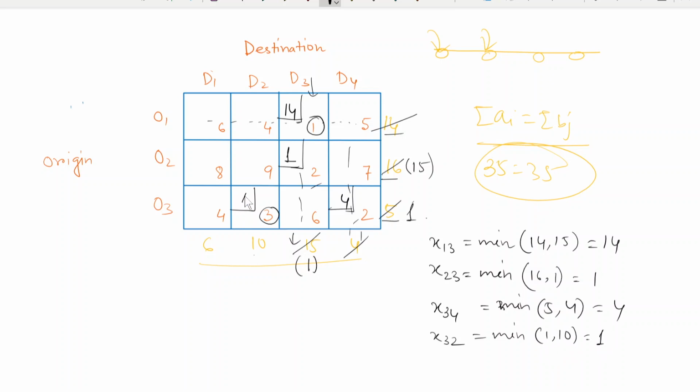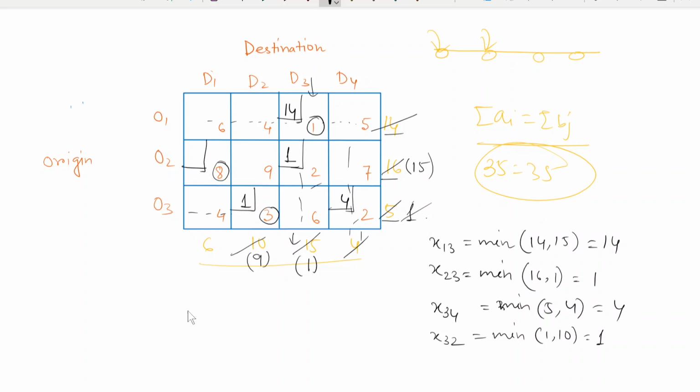So we allocate here 1, and now the availability of the origin O3 is exhausted, so this is cancelled out, and the remaining demand for the destination D2 is 9 units. Now we find the next minimum element. I think this row is exhausted, so the next minimum element is this 8. So we allocate in this cell.